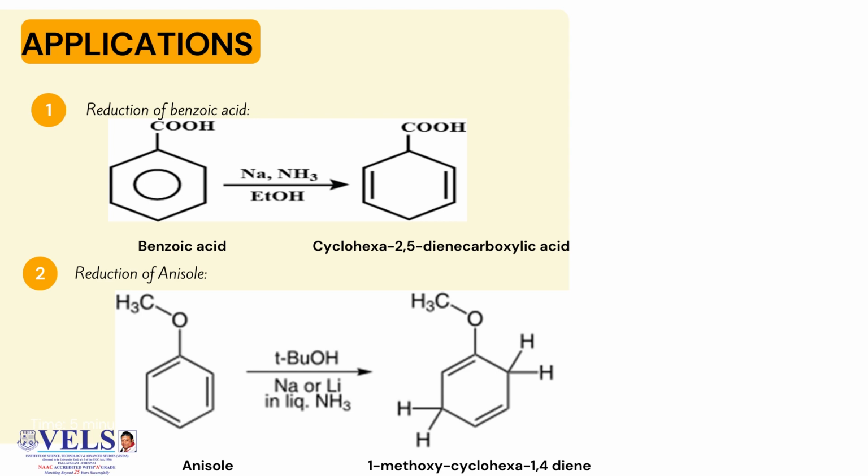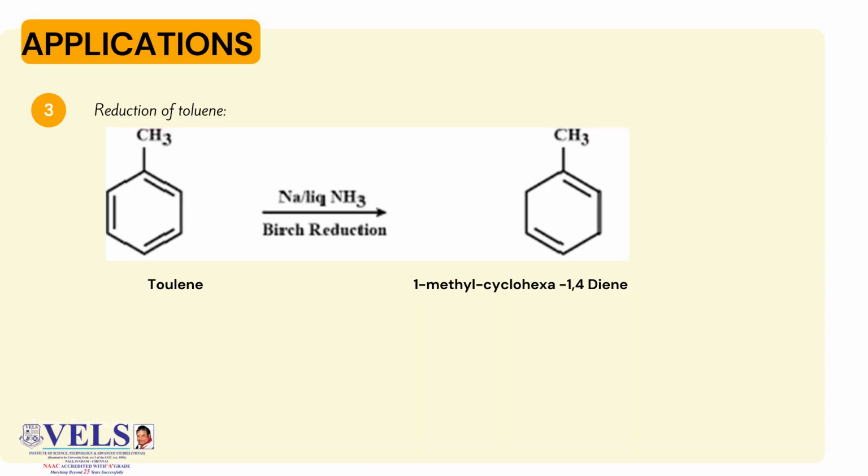If you take anisole and treat it with tertiary butyl alcohol and sodium in liquid ammonia, or lithium in liquid ammonia, this will generally produce 1-methoxy cyclohexa 1,4 diene. Here also the hydrogens are added at the first and fourth positions, producing 1-methoxy cyclohexadiene. Next is the reduction of toluene. When toluene is treated with sodium in liquid ammonia, it also produces 1-methyl cyclohexa 1,4 diene.